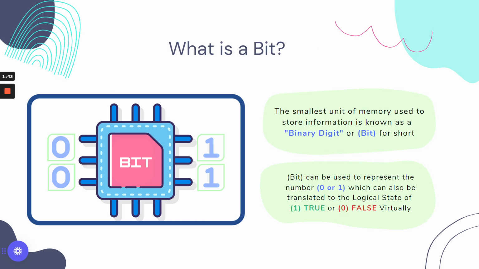What is a bit? The smallest unit of memory used to store information is known as a binary digit, or bit for short. A bit can be used to represent the number 0 or 1, which can also be translated to the logical state of 1 being true or 0 being false virtually.